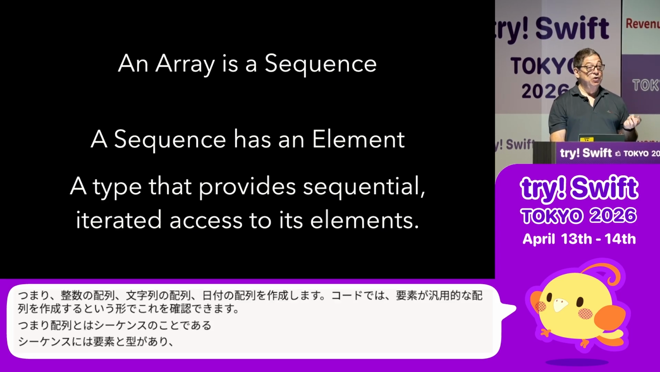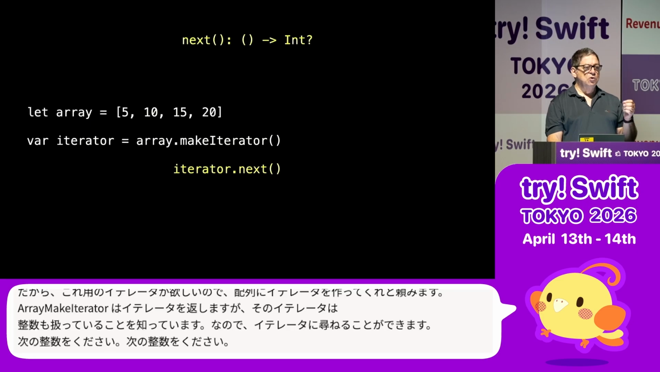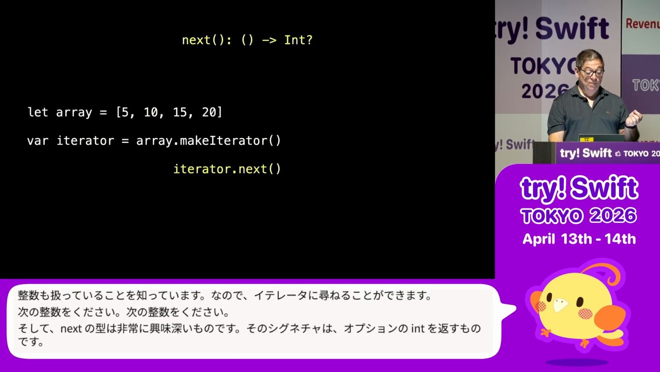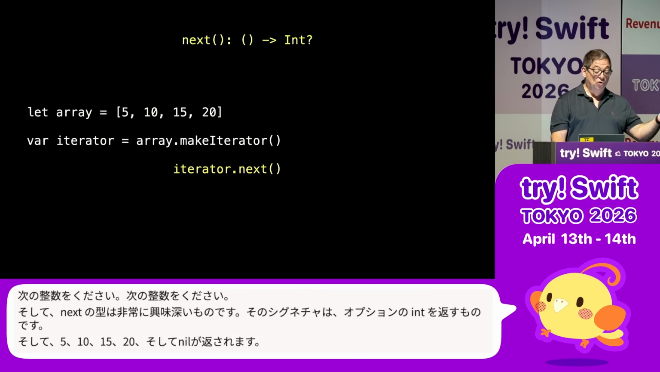And so I'd like an iterator for this, and so I ask the array, make me an iterator. Array makeIterator gives me an iterator, and it turns out the iterator knows that it is handling ints as well. So I can ask the iterator for the next int. Give me the next element. And the type of next is really interesting. The signature is, it is something that returns an optional Int. And so it returns 5, then 10, then 15, then 20, then nil. And when we hit nil, we know we're done. We've iterated through our whole array.